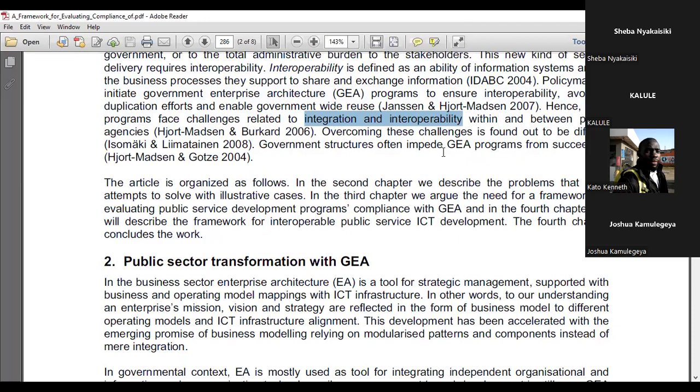The issue of interoperability in the context of government agencies. And for them, they even reference somebody who pointed out this research problem.